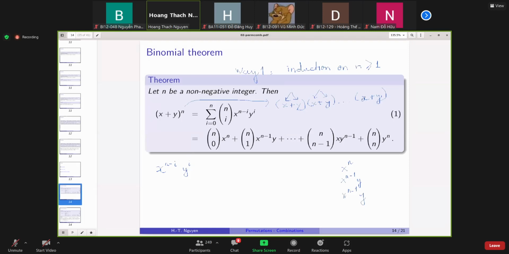So for a generic term, x to the power n minus i, y to the power i, there are many ways to choose, and each way to form such a term corresponds to a way to choose n minus i factors from which we take x, and i factors from which we take y. Okay, so do you understand?